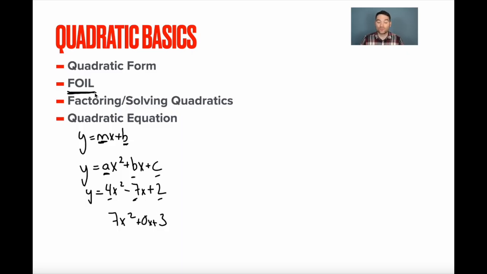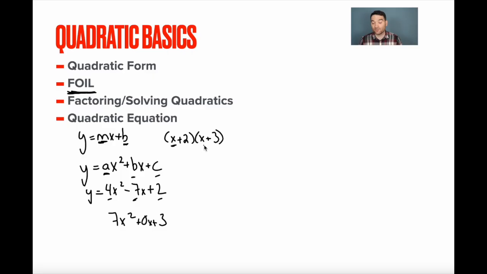Now one building block that's very important here is foiling. Being able to distribute factored terms, and I'll show you what that looks like. Let's say that I have an expression like this, x plus 2 times x plus 3. FOIL is just an acronym that allows me to expand this or distribute it. And what it stands for, if you're not familiar with it, first, outer, inner, last. And this just tells me the way that I multiply it through.